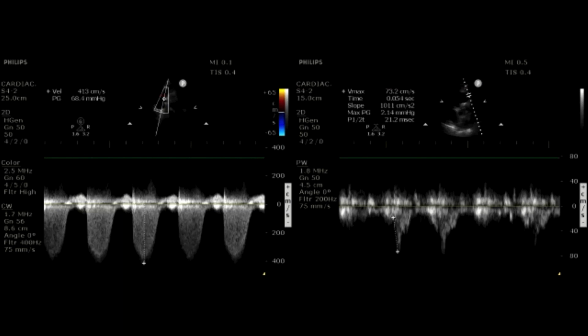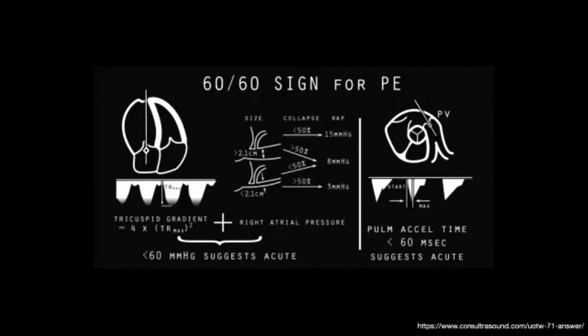So with that being said, Ashish, there's this thing called the 60-60 sign. I know you know it because you obviously know a whole lot more than me about cardiac echo. But tell us a little bit about the 60-60 sign. I guess first just to define it simply, and then we'll break it down piece by piece, like tricuspid valve, what's it doing? Why is it doing it? Pulmonary outflow tract, what's it doing and why is it doing it?